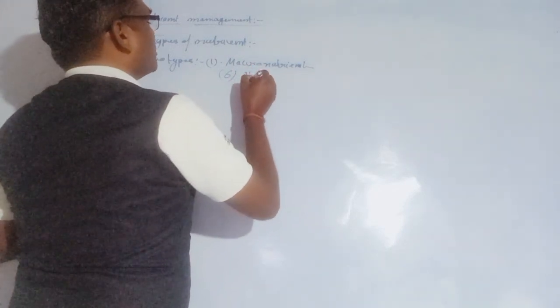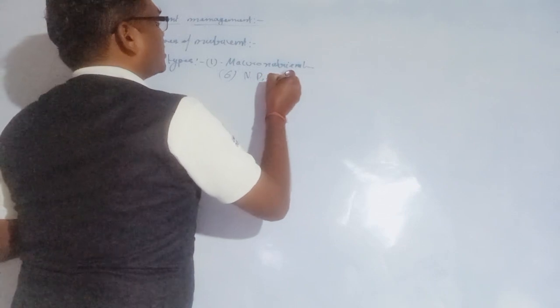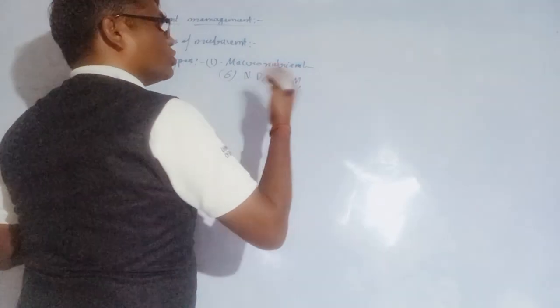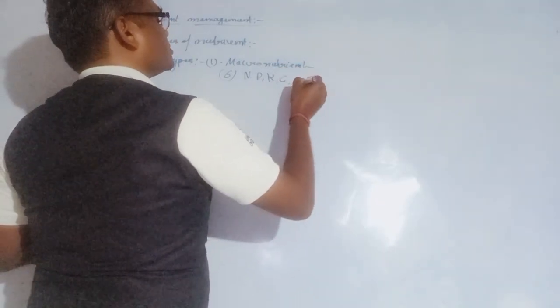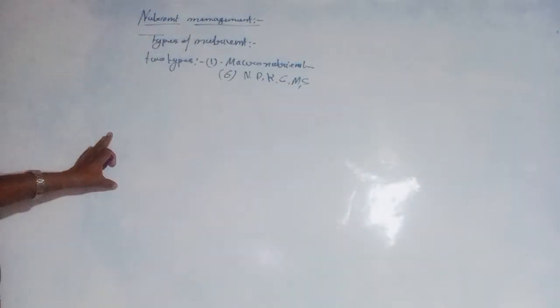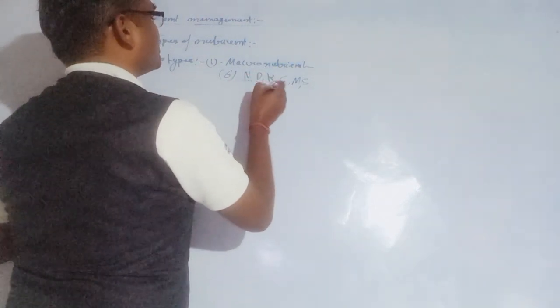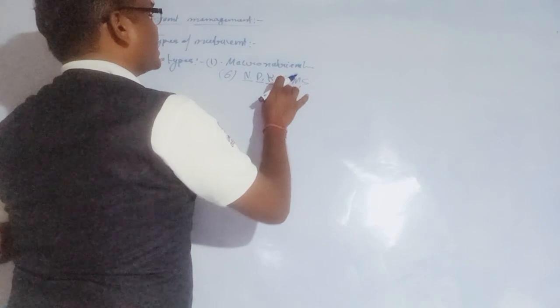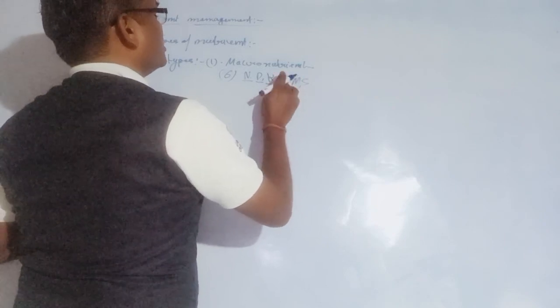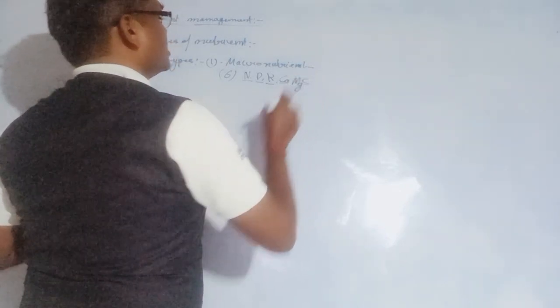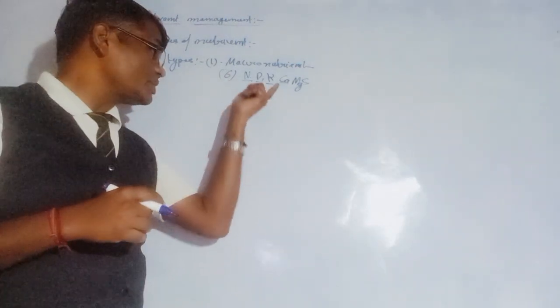So nitrogen, phosphorus, potassium, calcium, magnesium, and sulfur are the macronutrients. N is for nitrogen, P for phosphorus, K for potassium, Ca for calcium, Mg for magnesium, and S for sulfur.